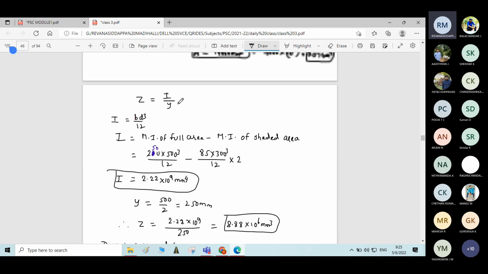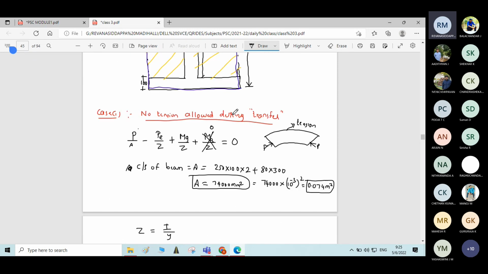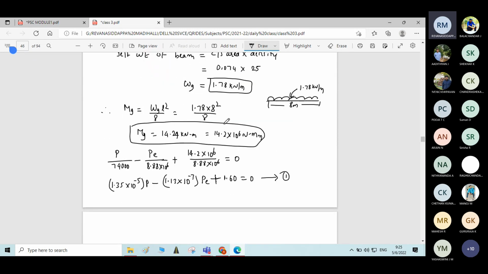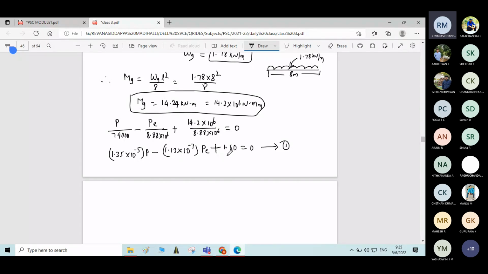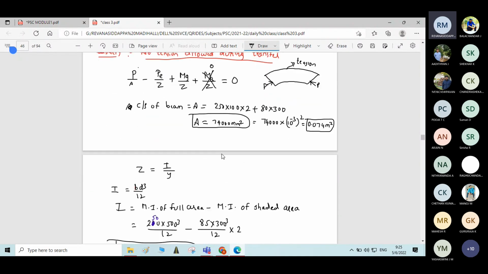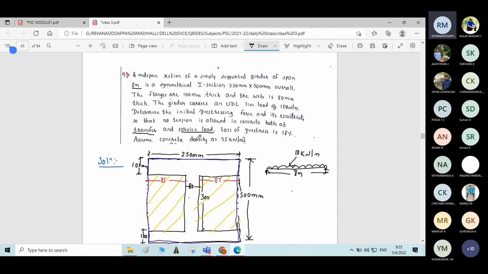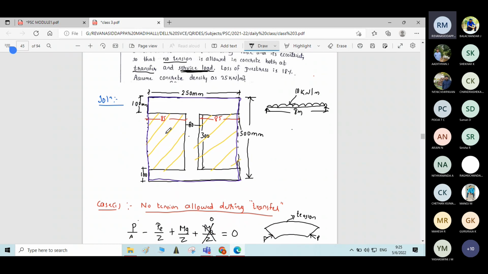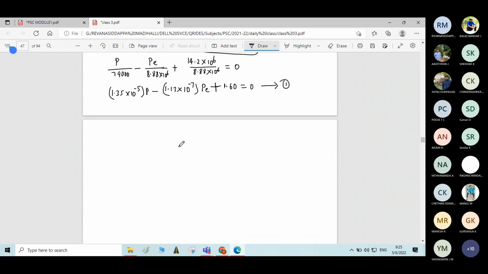Now utilizing the first condition, that is no tension allowed during transfer, we have formulated an equation in terms of P and E. Similarly, there is one more condition given in the problem, that is no tension is allowed during service load as well, during service condition of the beam. Okay, for that we'll write the formula and we will formulate one more equation. Solving both, we will get the required parameters, that is prestressing force and the eccentricity.